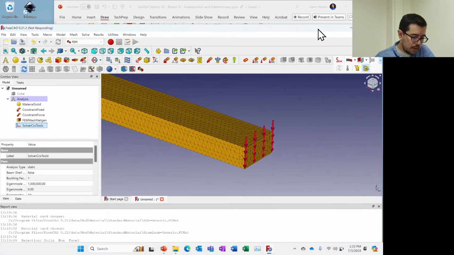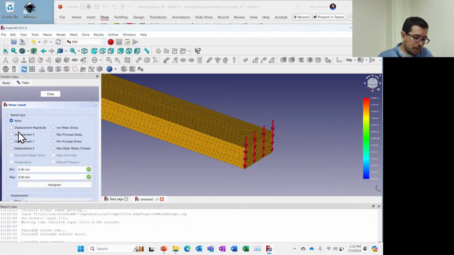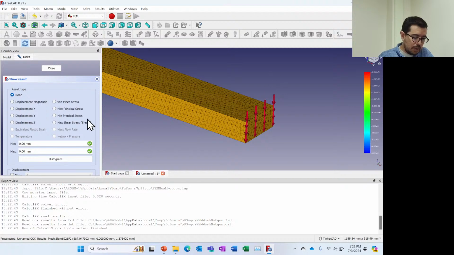Okay. And, oh no, now it's done. So it's closer to 10. All right, and now you see the CCX, the Calculix results. And if I double click on that, then I get this interesting tab here. Okay, so what are a couple of things that might be of interest to us?